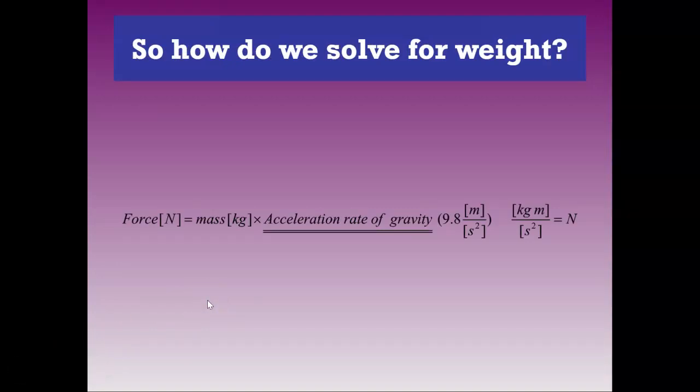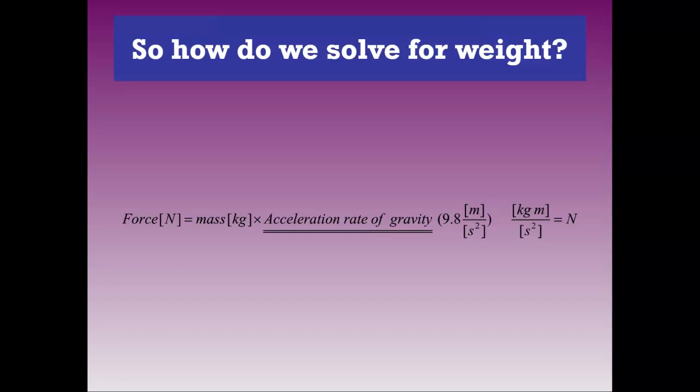Now, if we want to solve for weight, there's a formula we need to know. Force in newtons is equal to your mass in kilograms times acceleration rate due to gravity. Newtons is just a unit. It's a force unit, so we're going to have to get used to that because we're going to see that a lot in this unit. So force in newtons is equal to mass in kilograms times your acceleration rate of gravity. The acceleration rate of gravity will be the same on Earth for every single problem. It's 9.8 meters per second squared.